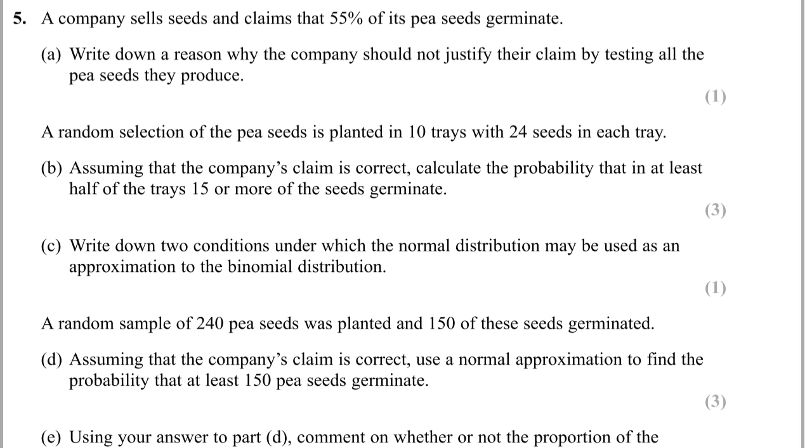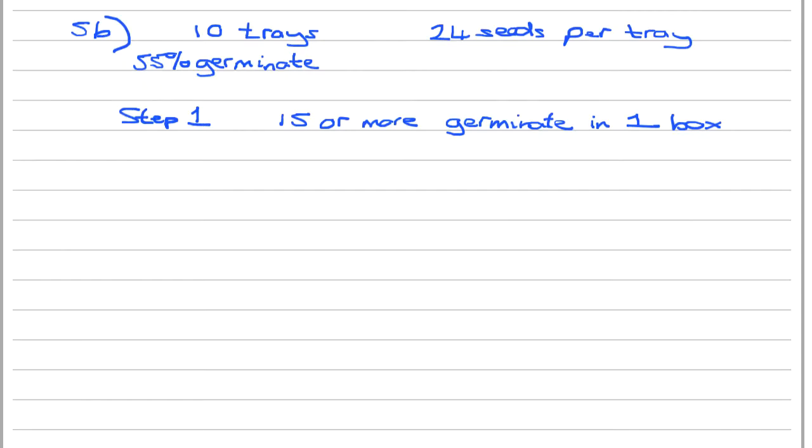So for part B, it says a random selection of the pea seeds is planted in 10 trays with 24 seeds in each tray. Assuming that the company's claim is correct, calculate the probability that in at least half of the trays, 15 or more of the seeds germinate. So what I've done is I've summarised some of the key information here. We've got 10 trays, there's 24 seeds in each tray, and overall, 55% of the seeds germinate.